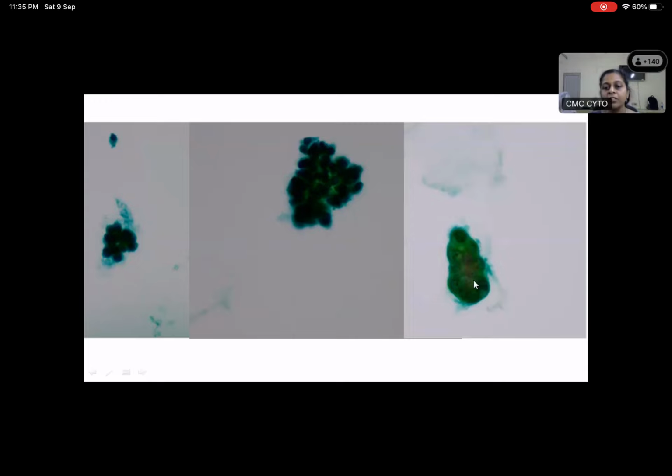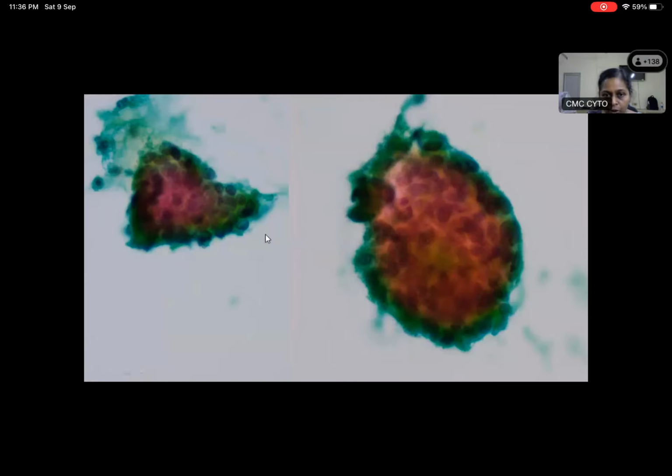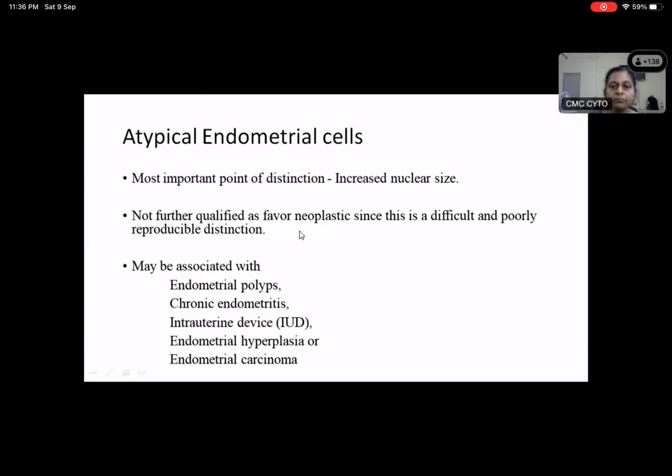The most important feature of distinction is that the nuclear size is enlarged compared to normal endometrial cells, and also chromatin already in endometrial cells is a bit dense. Okay, it's usually dark. The clusters are usually dark. But here you can see that there is an abnormal architecture also present, and the nuclear size is also increased. So those are important features to note. Here again, you can see that there is definitely increase in nuclear size in these clusters. So this is about atypical endometrial cells. Most important point of distinction is that the nuclear size is increased.